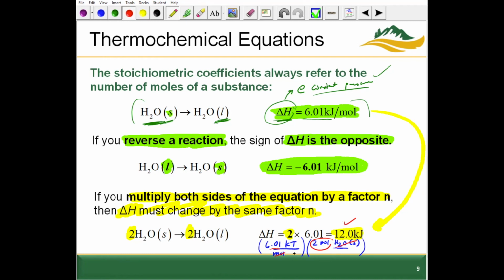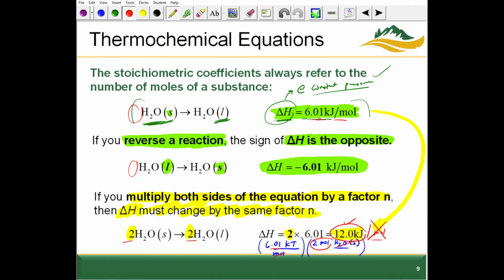Again, to point out, it's no longer on a per 1 mole basis. These two can still be stated as per mole because this is on a per 1 mole basis. Now we have 2's out front for the molar coefficients, so it's no longer on just a per mole basis. So now we just report how many kilojoules. We took this multiplied by 2.